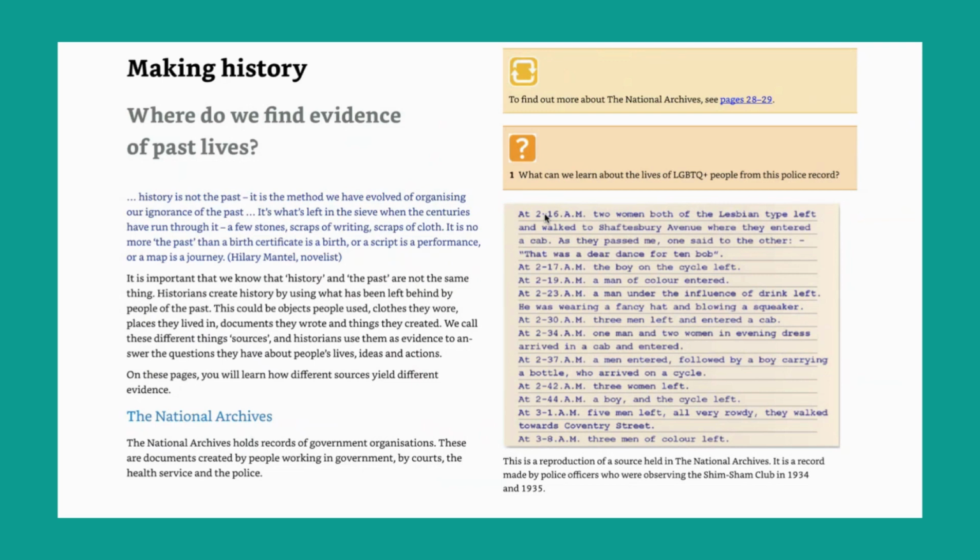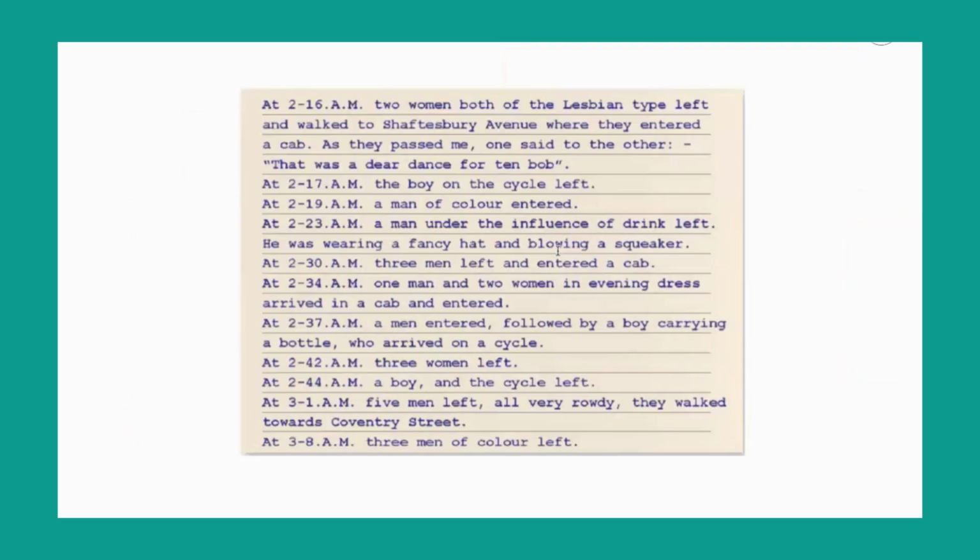So on the first half of the double page spread, on the page I've got up here, we've got one piece of evidence in particular that comes from the National Archives. And I'm just going to make this bigger. So this piece of evidence is a police report that was made by two officers who were observing the Shim Sham Club. This club and other social spaces which catered to LGBTQ plus people and other marginalised groups are discussed earlier on in the chapter that precedes this section.